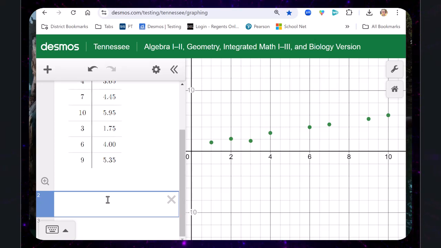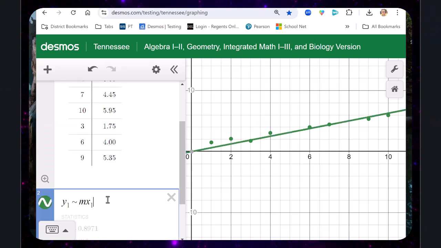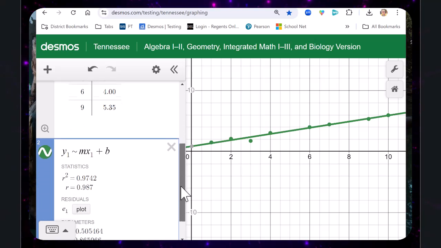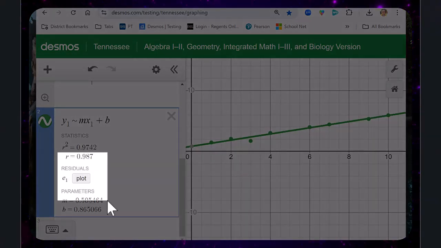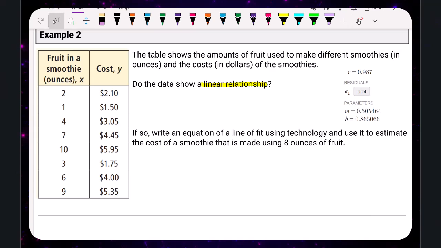And then I'm going to type in my code again, Y1 tilde M X1 plus B. And then you can see that line of best fit, how it fits in right there. And I'm going to drag this down, and I'm going to copy this over to the notes. I only care about R, which is very close to 1, so this is a good model to estimate, and then the slope and the intercept. All right, so first things first, we're going to answer this question. Does the data show a linear relationship? Well, I confirmed it visually on the scatter plot, and the correlation coefficient also says yes, it does.